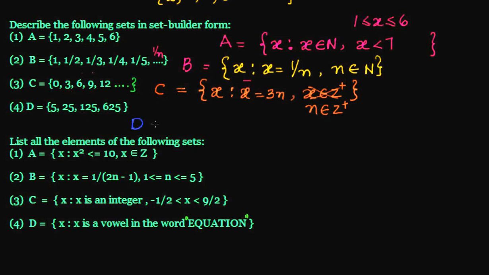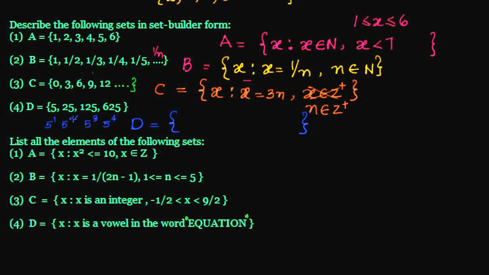This is D. 5, 25, 125, 625. Can you see the pattern here? 5, 25 seems to be a little bit known relation, right? 5, 5 square. From then onwards you can guess this is 5 cube and 5 to the power of 4. So this is nothing but 5 to the power of 1, 5 to the power of 2, 5 cube, 5 to the power of 4.